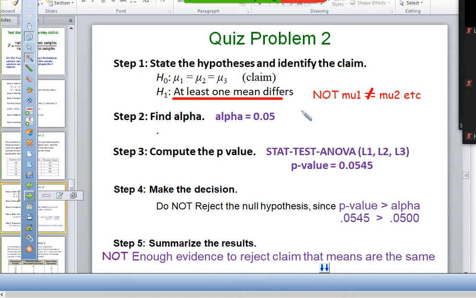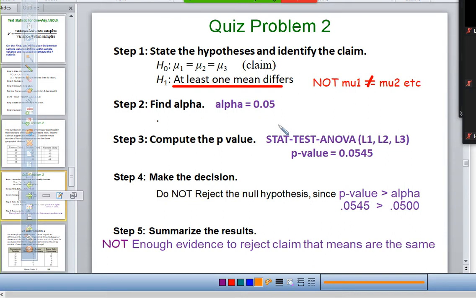You can't say which mean differs. So it's not mu1 is not equal to mu2 or anything like that. It's just that at least one differs. Mu1 might be equal to mu2, just not equal to mu3. You don't know which one it is. So you can't say this part here. All you can say is at least one differs. Those words exactly, verbatim.